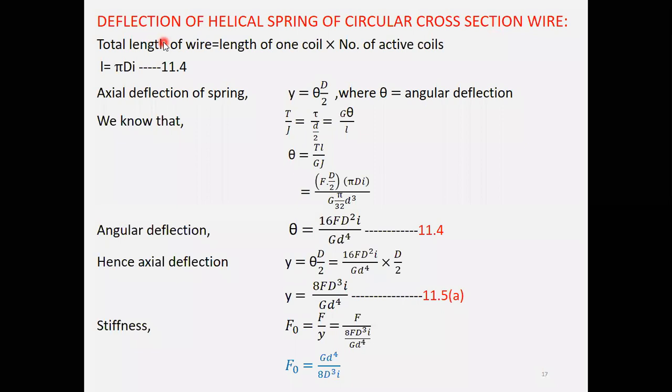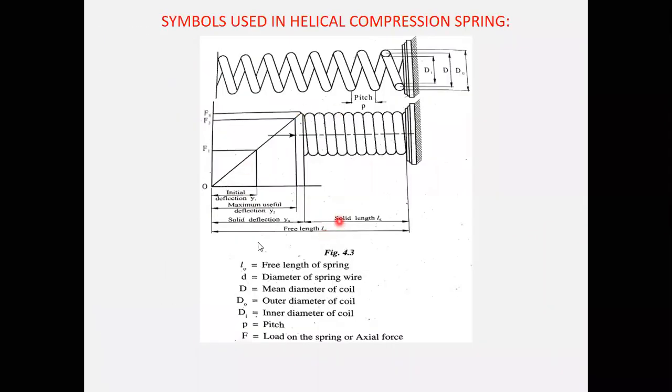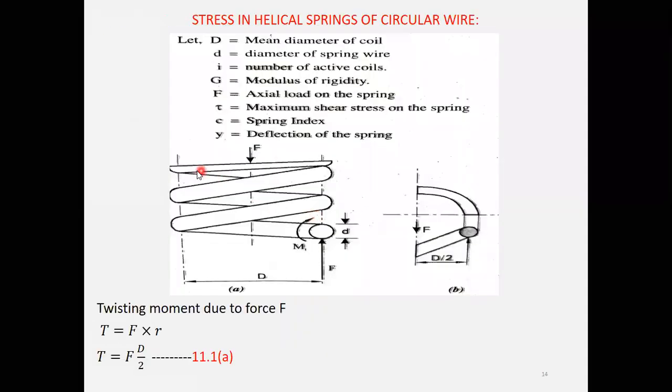Now, how to find the total length of the wire, whatever wire is used to construct the spring? You should know the total length of the wire. How to calculate that? That is the length of one coil. You have to take the length. See here, n number of coils are there, 5, 6 or 7 coils. To calculate the total length of the wire, I'm not talking about the free length. I am talking about the total length.